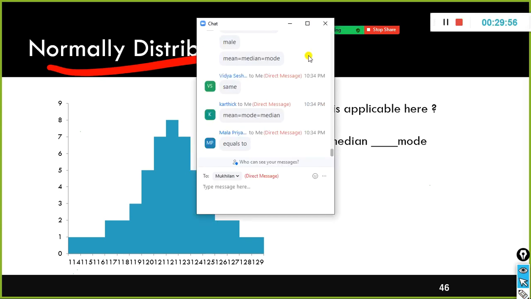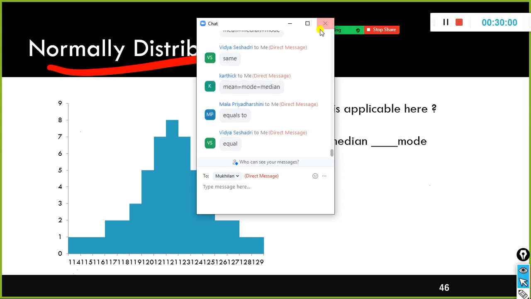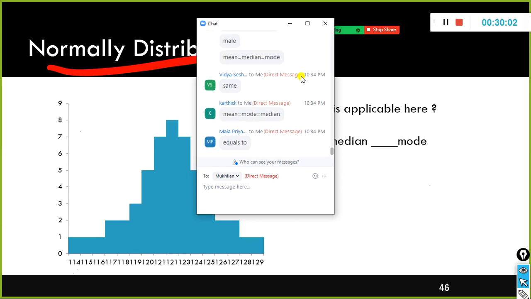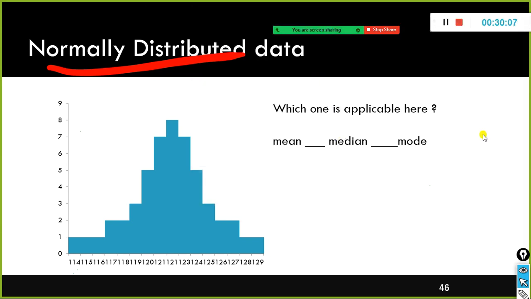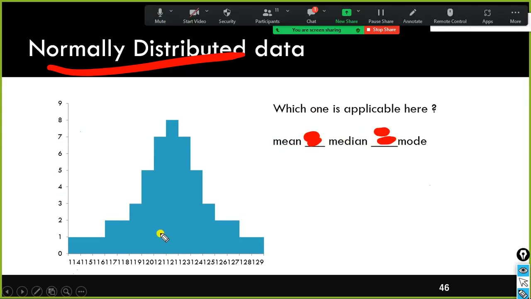Vidya says mean is equal to mode is equal to median. All of them are the same. Mala says equals. All of them are the same, right? Mean, median, mode, all these values are equal. You need to specify the equal sign here. Okay, this is the equal sign. Okay, fine.